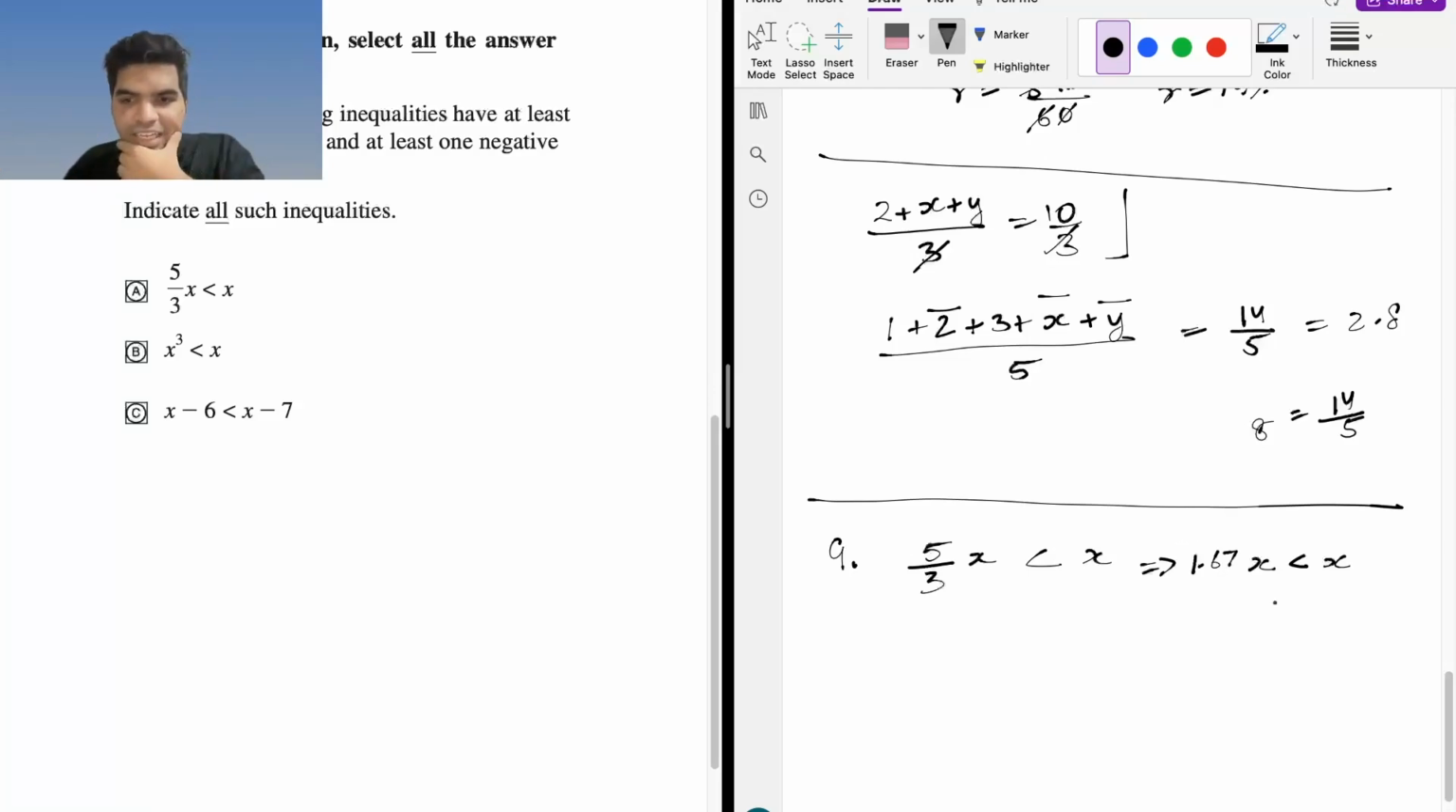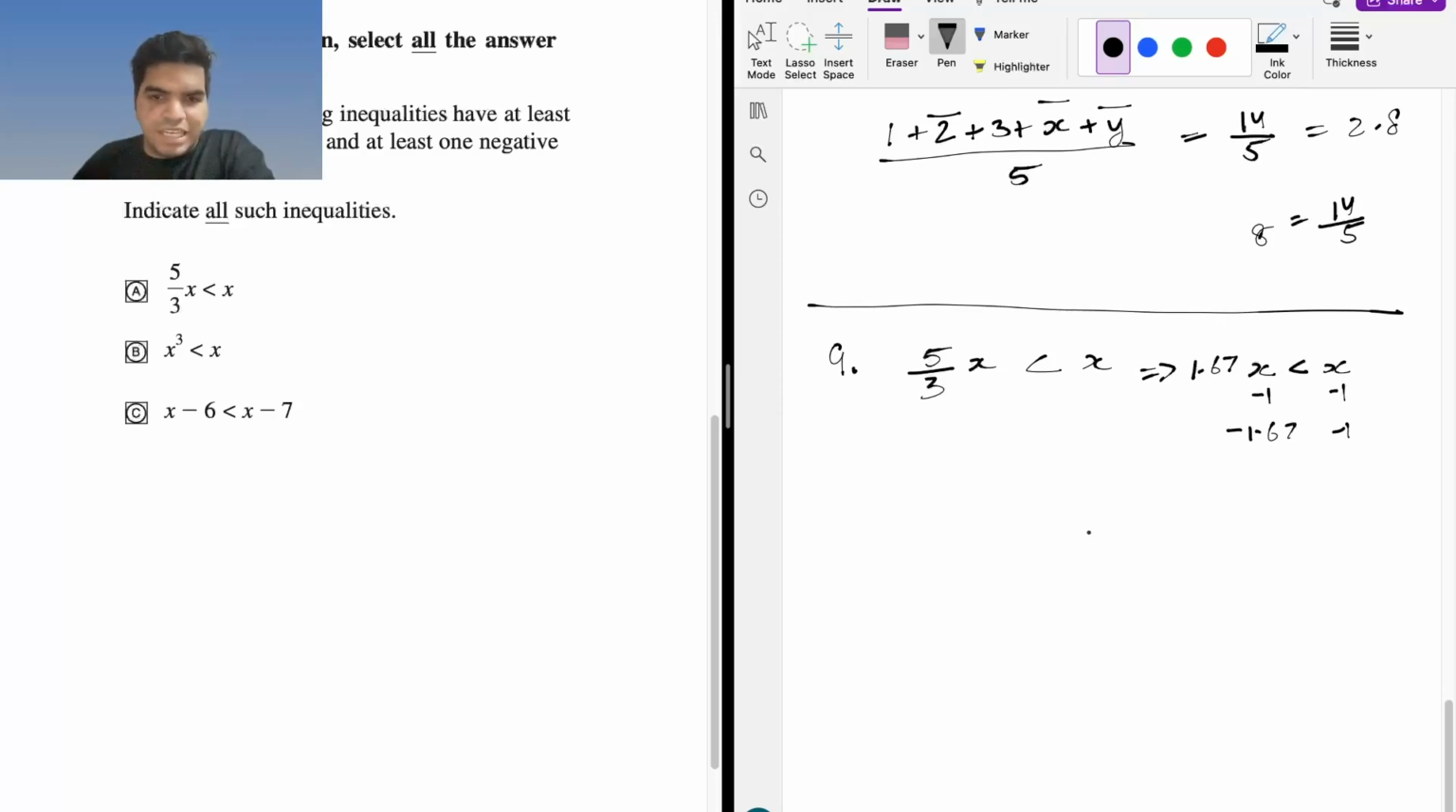That means if x is a negative value, for example -1, then this will be less than this. So if x is equal to -1, this will be -1.67, this will be -1. And we know -1 is the bigger value. So it has a solution only on one side. So option A is eliminated.